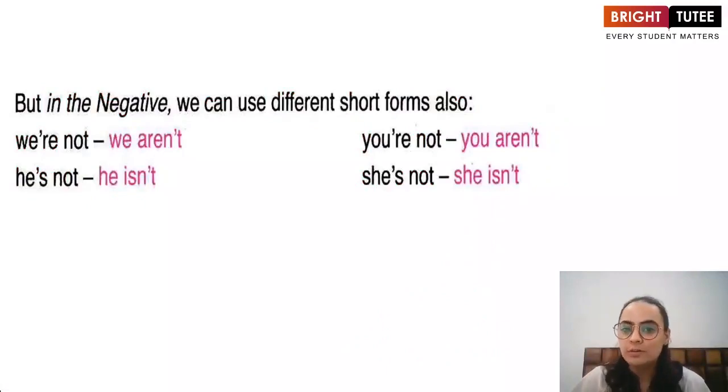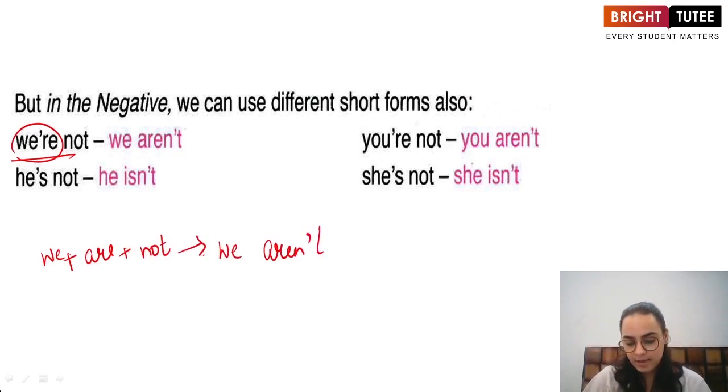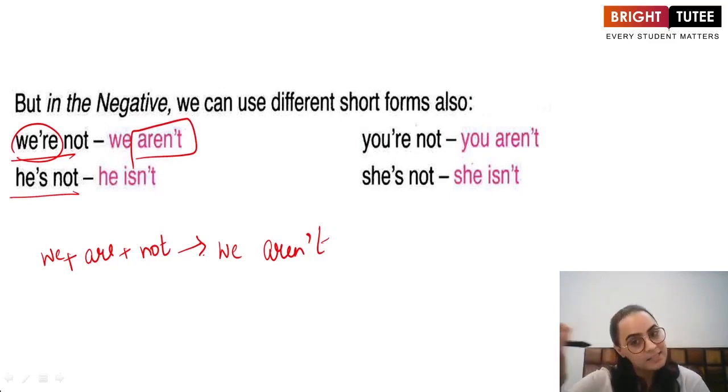Let us now talk about how to use the contractions of the verb form be in a negative sentence. So, we are not, how is this? We know this is what? We plus are plus not. This can be written as we aren't, as you can see here. Similarly, he is not, that is he plus is plus not, can be written as he isn't.